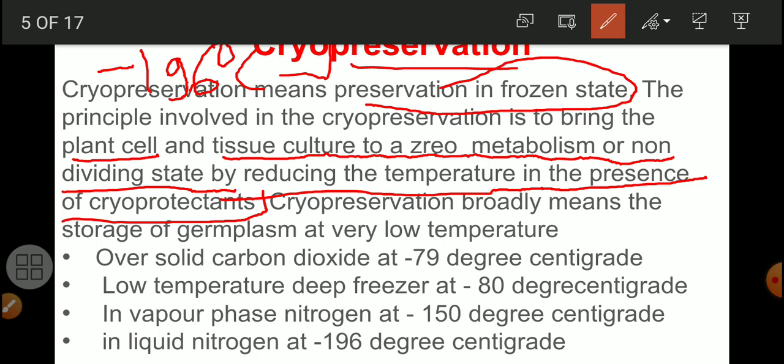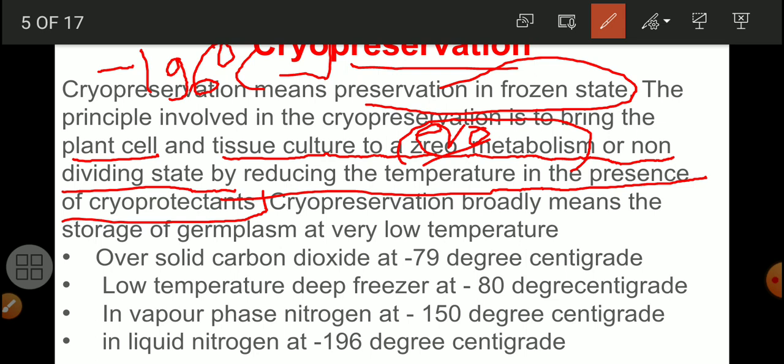Keep in mind, my friends, once again I am going to give you an idea about cryopreservation. Cryopreservation means preservation in a frozen state. The principle involved in cryopreservation is to bring the plant cell and tissue culture to zero metabolism, you have to keep in mind, or non-dividing states. That is done with the help of keeping germplasm at low temperature.